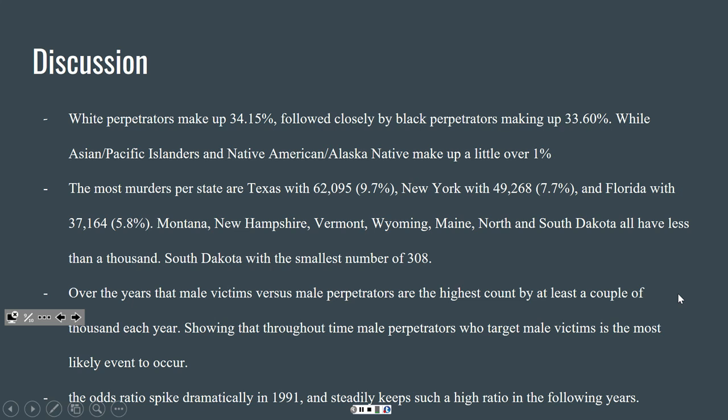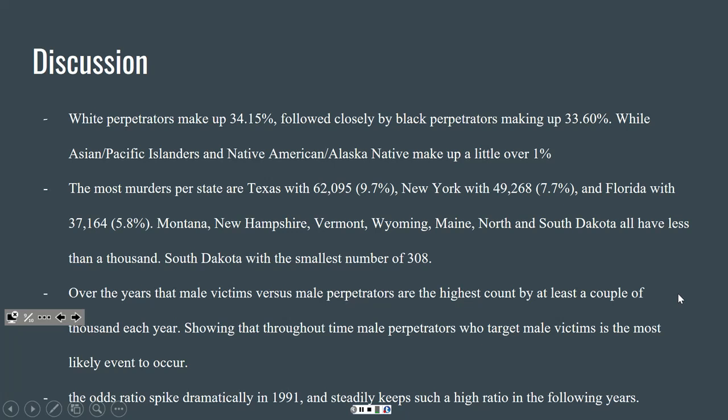So similar to that, the perpetrators were also white and black were pretty similar. White was a little more, both about 35% or 34%. And Asian and Pacific Islander and Native American and Alaska Native put together made up a little more than 1%, so it was pretty small.